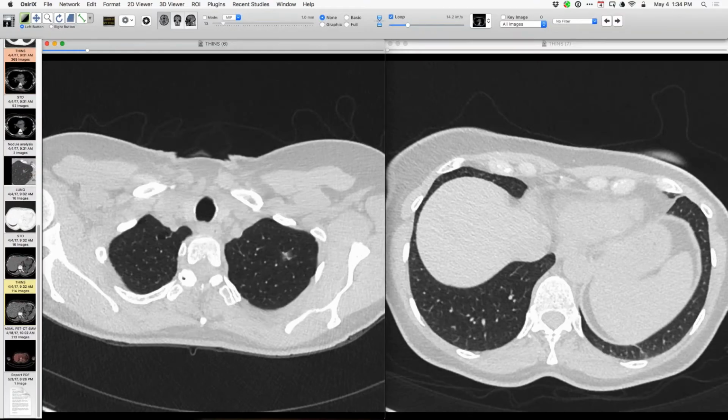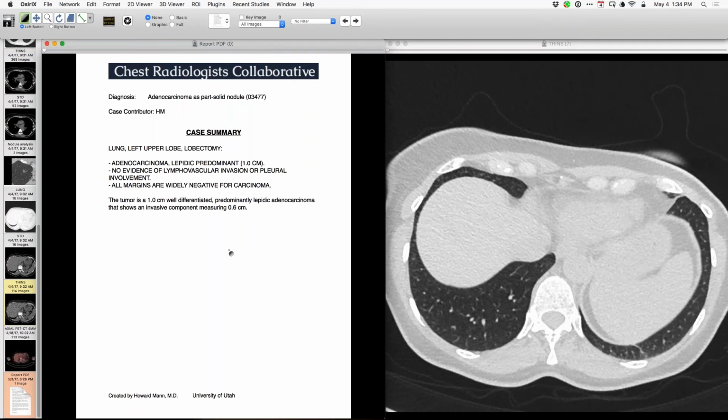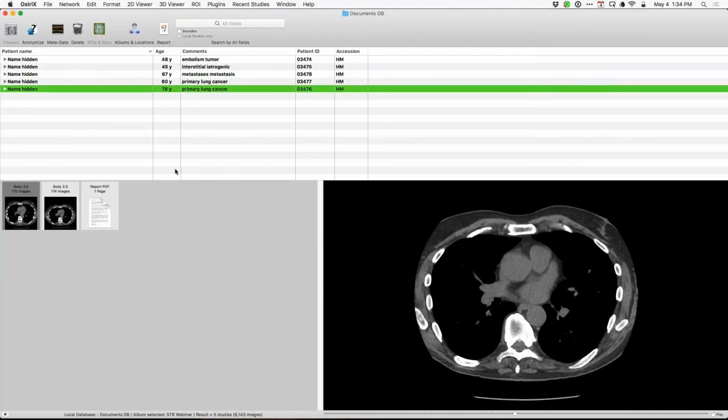And indeed, it is an adenocarcinoma. You can see here the invasive component is small, so it's almost the so-called microinvasive adenocarcinoma. The lepidic predominant is presumably the ground glass component of it, with no lymphovascular invasion or pleural involvement. So a nice example of the incidental discovery of an adenocarcinoma with growth of the solid component.